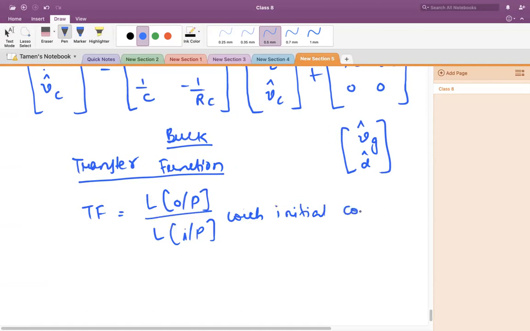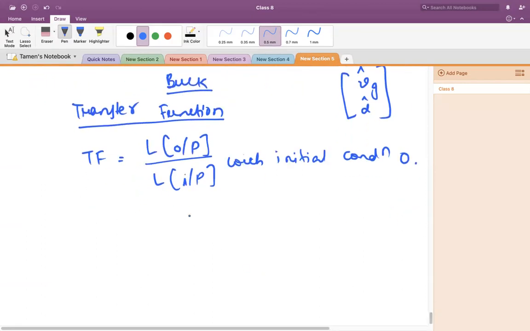This they might ask you in viva: what is a transfer function? Transfer function is the Laplace transform of the output divided by the Laplace transform of the input with initial condition 0. So now this we need to find out.